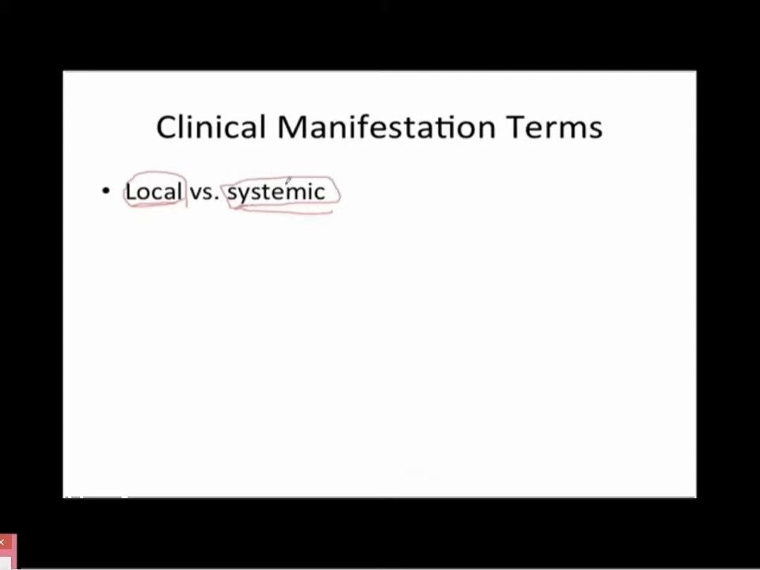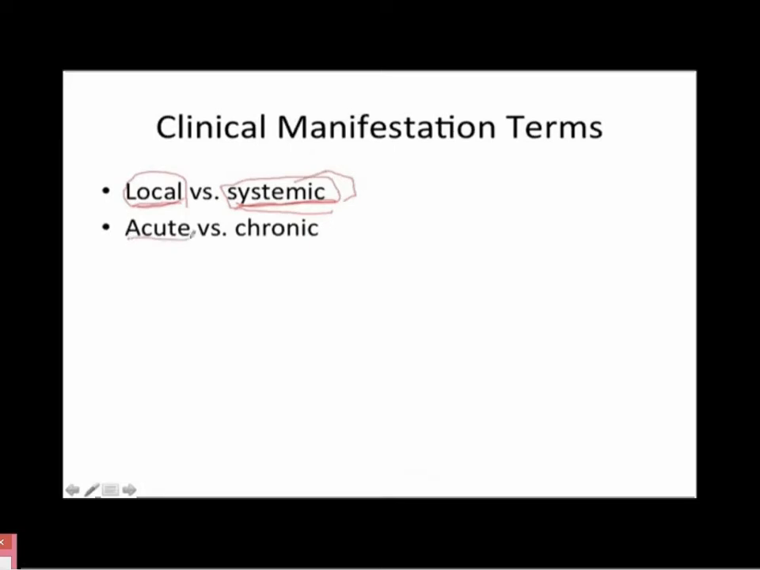There are also severe allergic reactions, like anaphylactic reactions, which are going to be fairly systemic because you're affecting more than just one area. Many areas of the body at once are being affected by that. So local is isolated to one area. Systemic is more widespread.